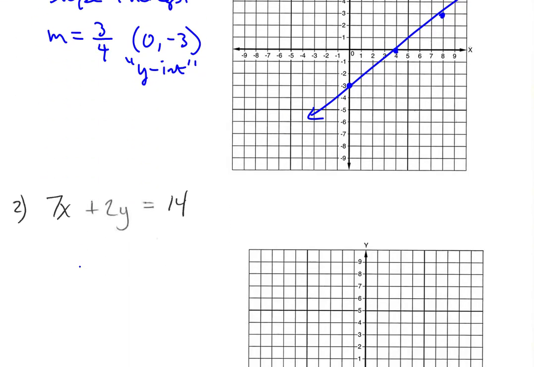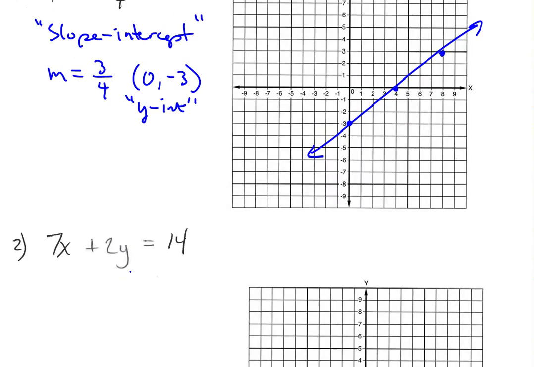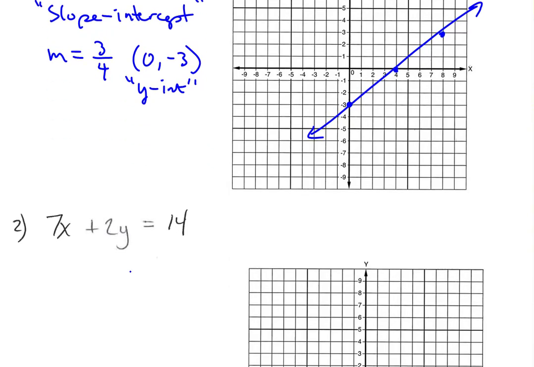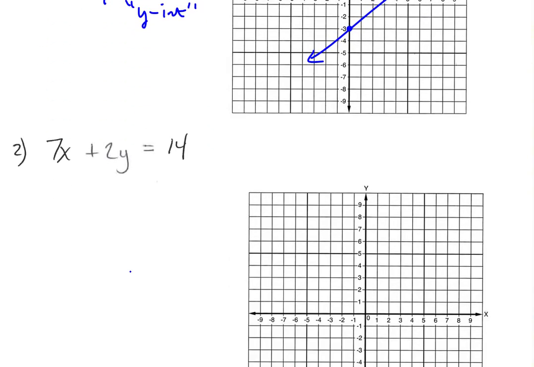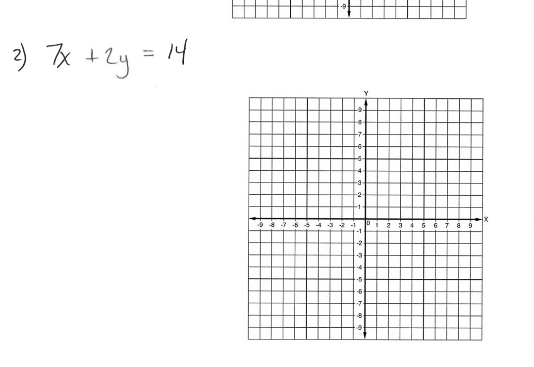Let's try another example. This second one reads 7x plus 2y equals 14. Now you'll notice this one is not quite set up like the previous one in slope-intercept form. And we know that because y is not alone, which is typically how you understand slope-intercept form. So we're not going to go that route, though you could. You could do the algebra required to get y alone and then use slope-intercept form to graph this one. But we're going to do a slightly different method.